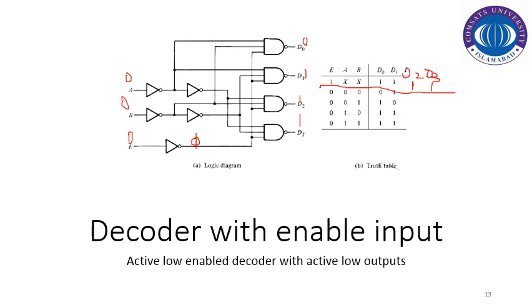So this enable input gives us more control over our circuit, in a way that we can enable or disable it. If the circuit is enabled, it operates in its normal mode of operation, and if the circuit is disabled, then all the outputs are held at the default level, so the change in input is not reflected at the output.